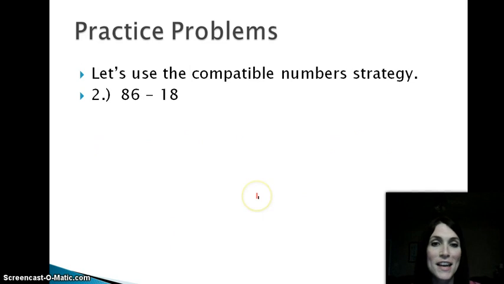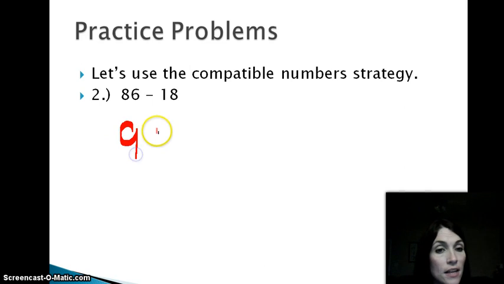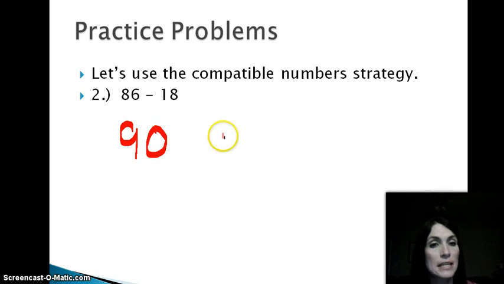All right, let's try our new strategy of compatible numbers. So if I look at the number 86, I'm just going to find a number that I can easily compute in my head that's very close to 86. Well, I know 86 is close to 90, and I can work with that number easily in my head. And I know that 18 is very close to 20.